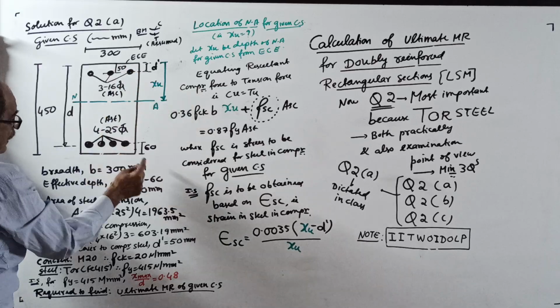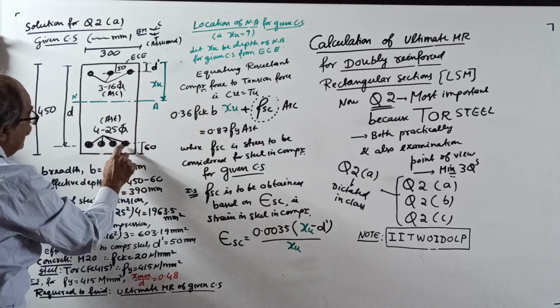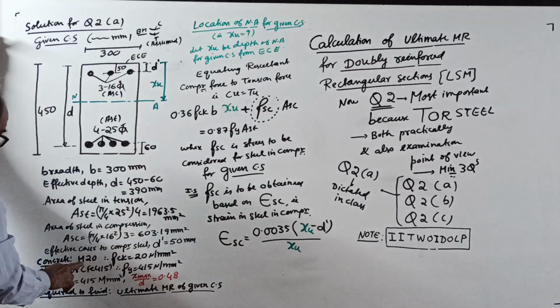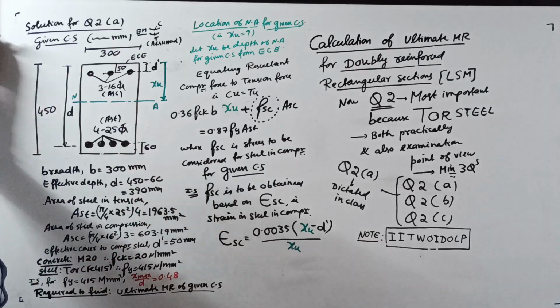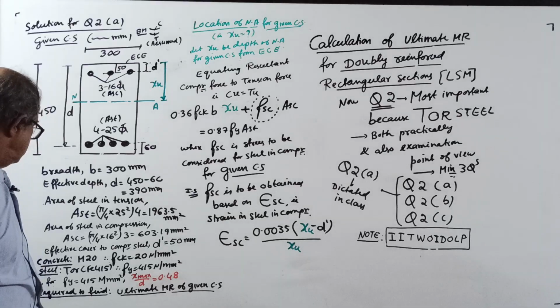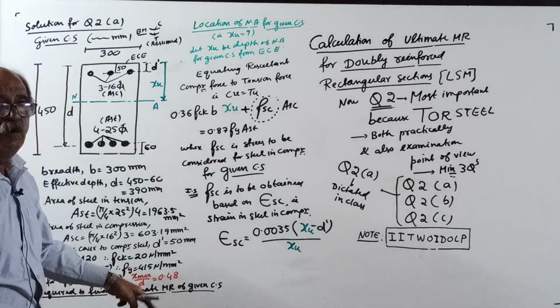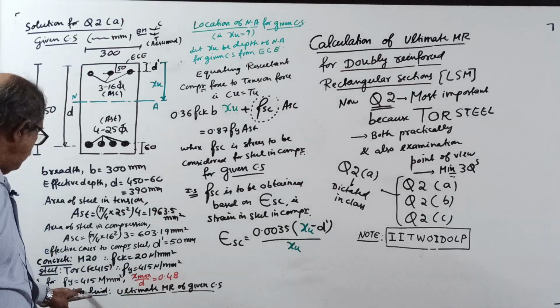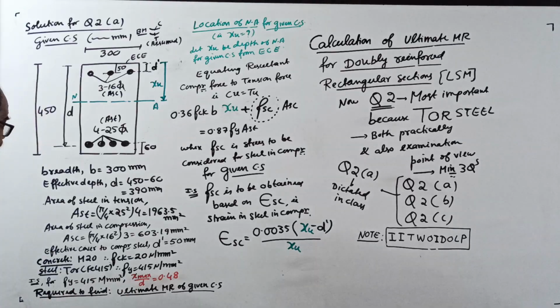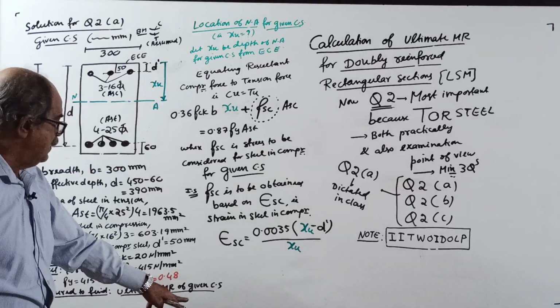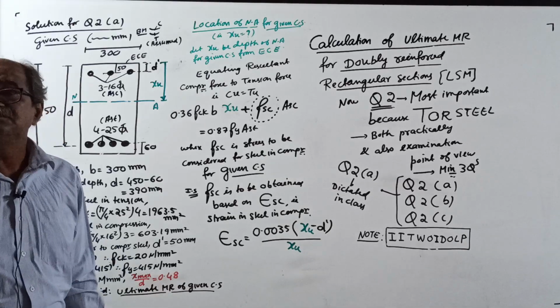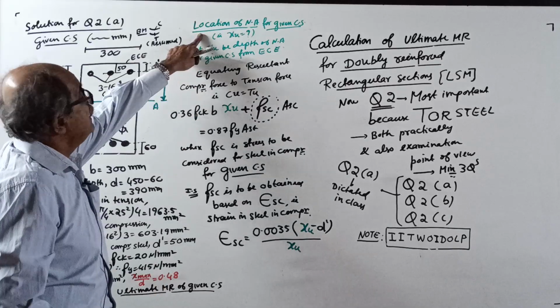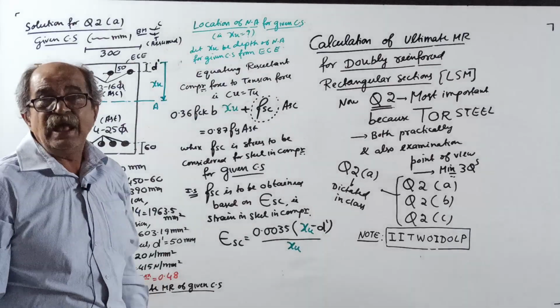Here, if they give clear cover, subtract not only 60, also half the diameter. Concrete M20, fck 20 Newton per mm square. Steel Fe415, fy 415 Newton per mm square. For fy 415, xu max by D is 0.48 as per IS code. Required to find the ultimate MR of the given cross section. Start. First, see, this green color is for the actual neutral axis.